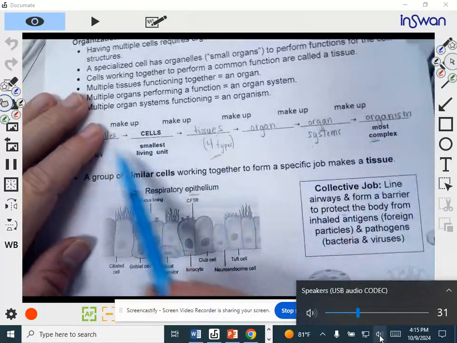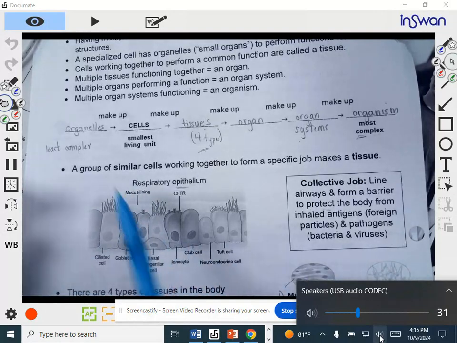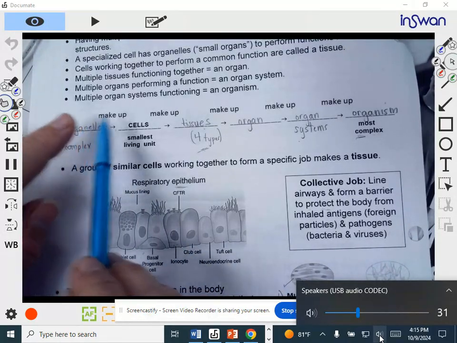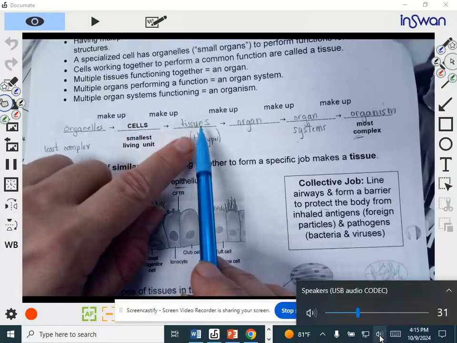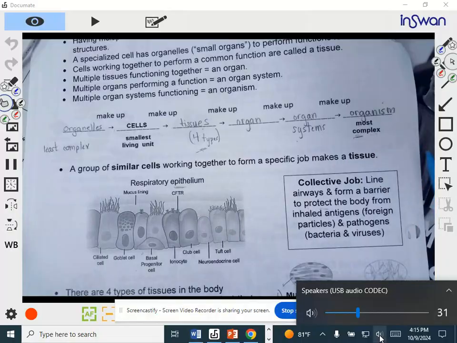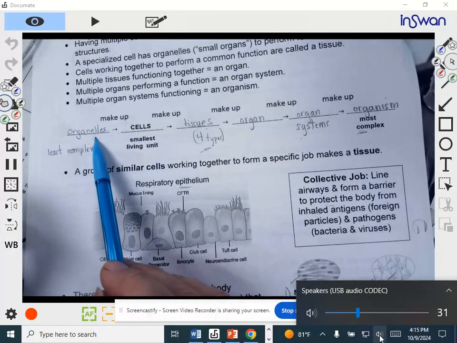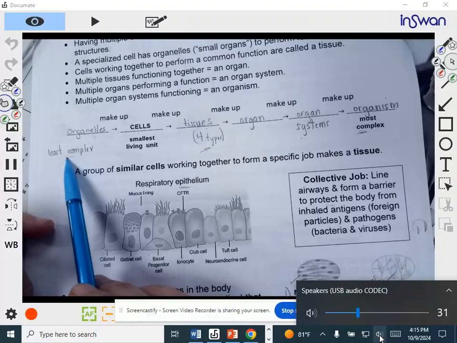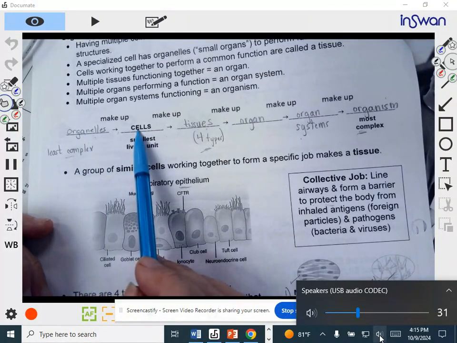So in this model, if we diagram how you're organized, we have smaller structures that make up bigger structures, and as we get bigger structures, we get more advanced structures that can do more complex tasks. So we've got this model that shows that in cells, we have organelles. Organelles are the least complex out of all these structures, but they come together and they build a cell.